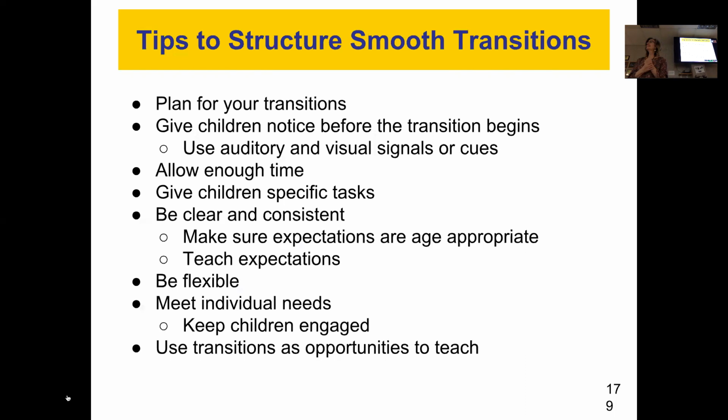Be clear and consistent. Make sure your expectations for the child are age appropriate. Teach those expectations. If it's time to line up to go to the gym and we all have to walk together, teach what that looks like. Practice it. Teach it. We have to stand in a straight line or on a footprint and then all go together. Teach what that looks like.